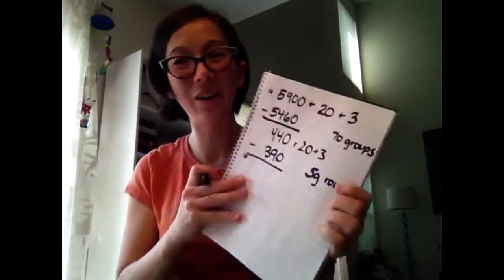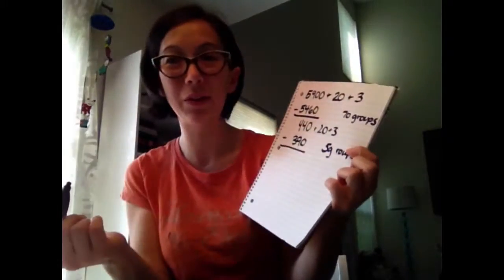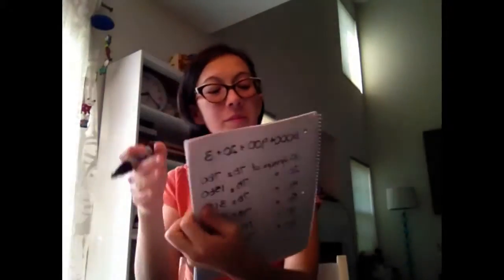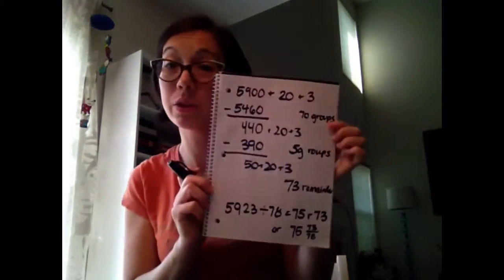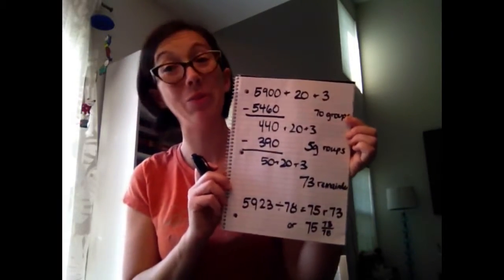So I wrote down, if you check 5 groups, I'm going to subtract 390, see how much is left to divide that we still have left over. So that's 50 plus 20 plus 3, that's 73, which doesn't make a whole group of 78, which means we have a remainder. 75, remainder 73. We have 75 groups with 78 things in each, and we have 73 left over. Or we have a fraction of a group at the end. Yes, you can continue this into decimals if you want.